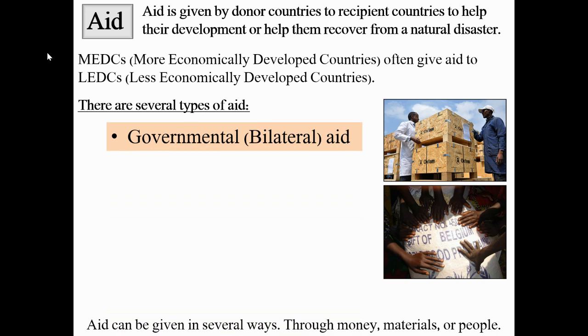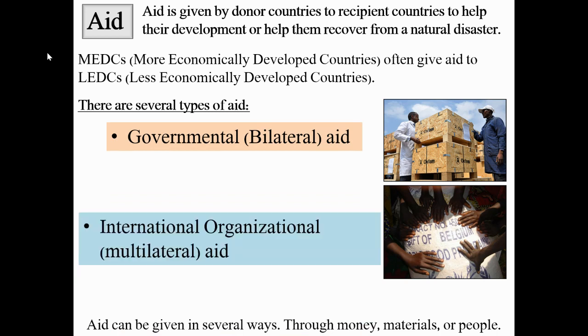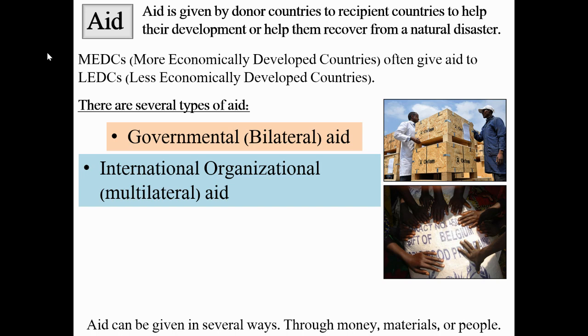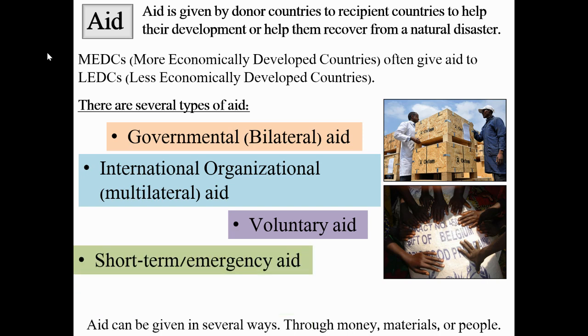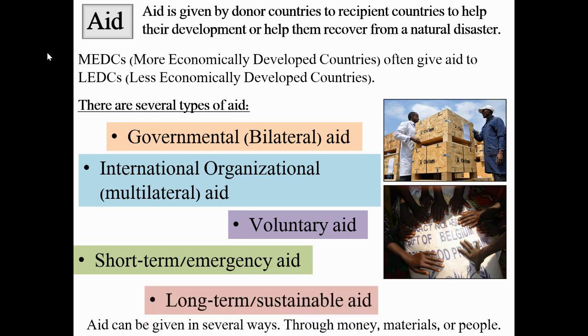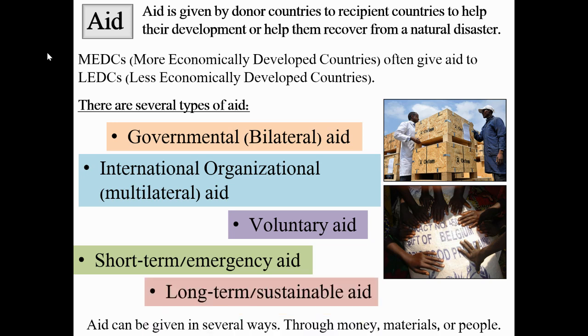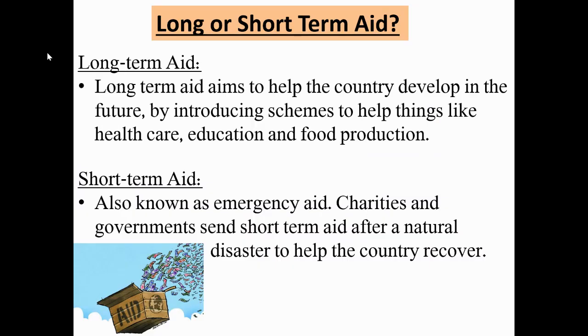Now, there's several types of aid. First is government bilateral aid. Second is international organisation, multilateral aid. And the last one is voluntary aid, which is probably the type you're most familiar with. There's also short-term emergency aid and long-term sustainable aid. We'll talk more about these in a minute. Aid can be given in lots of different ways. If we think about the ways we can help people, it can be giving them money, but it also could be giving them materials like building materials or school books, or it could be sending people such as doctors to help.